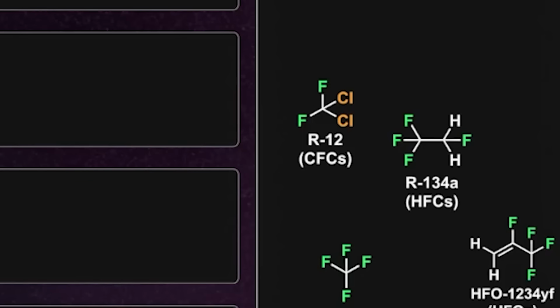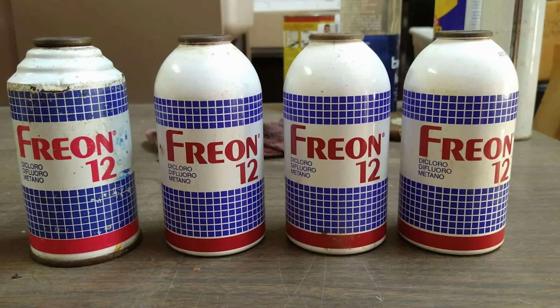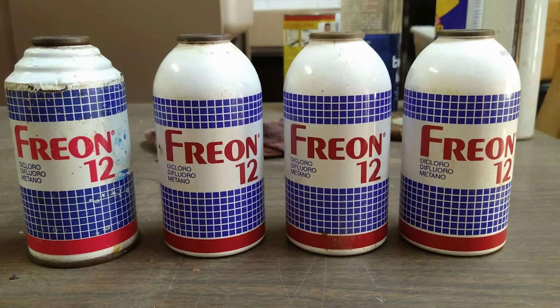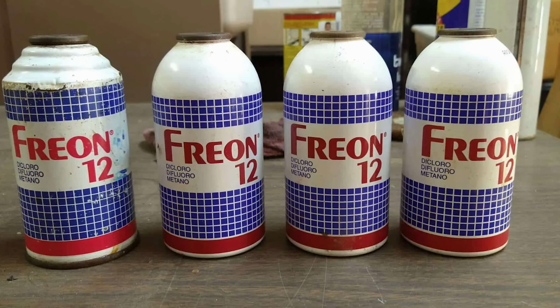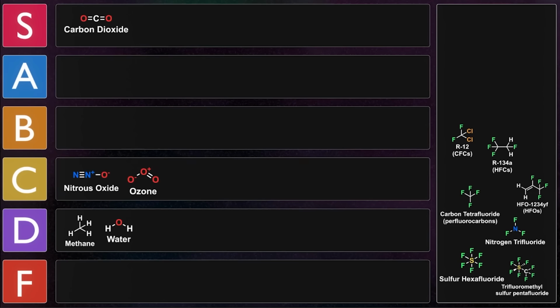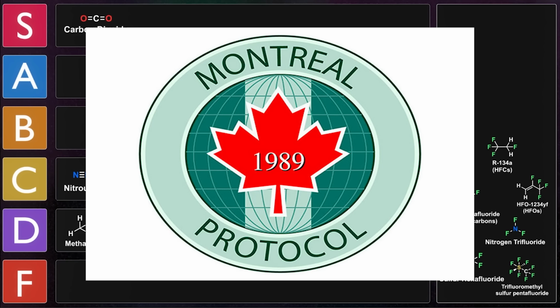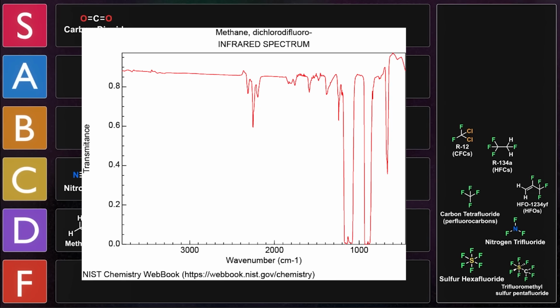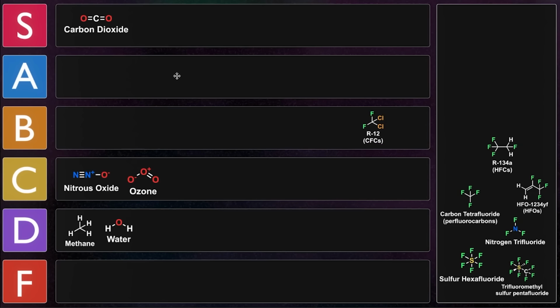Freon 12, also known as R12, dichlorodifluoromethane, is a chlorofluorocarbon that was widely used as a refrigerant in air conditioning and refrigeration systems for many decades. Due to its high ozone depleting potential, R12 played a significant role in the depletion of the stratospheric ozone layer, leading to its phase out under the Montreal Protocol. It also has a high global warming potential of 11,200. This is insanely high, so this can go right into A tier.